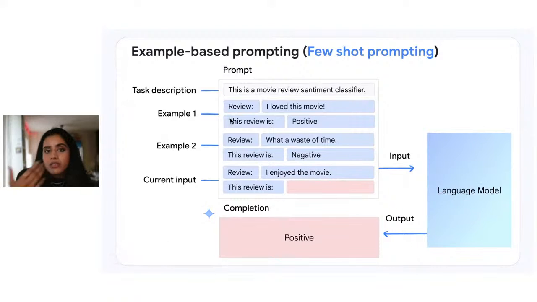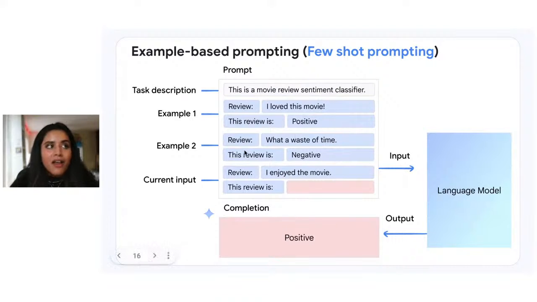And so just like we looked in the previous slide, the top is the task. So this is a movie review sentiment classifier. Then we're training it by giving an example. Review, I love this movie. And you see the format. It says review, I love this movie, which means we're telling it this is the input, output. The review is positive.